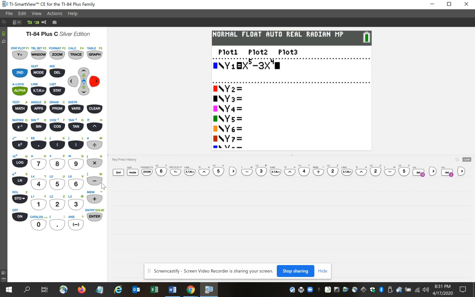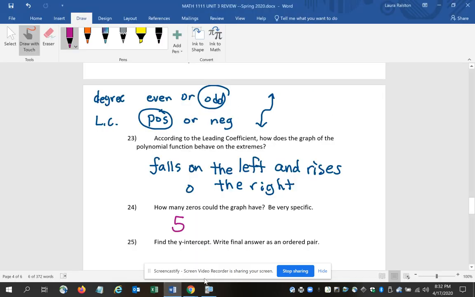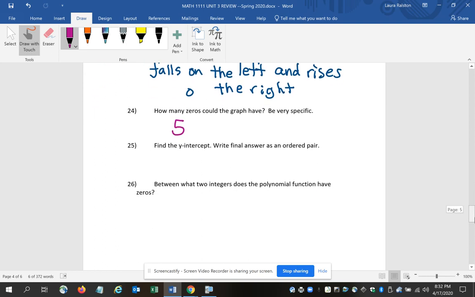Okay, so 3x to the 4th plus 2x squared plus 5x minus 4. And I'm going to graph. And so again, hopefully you can see that it appears to be going down or falling on the left and rising on the right. Again, please don't miss that question just because you don't want to put it in the calculator. Okay? Ms. Ralston's trying to make it as easy for you as possible.